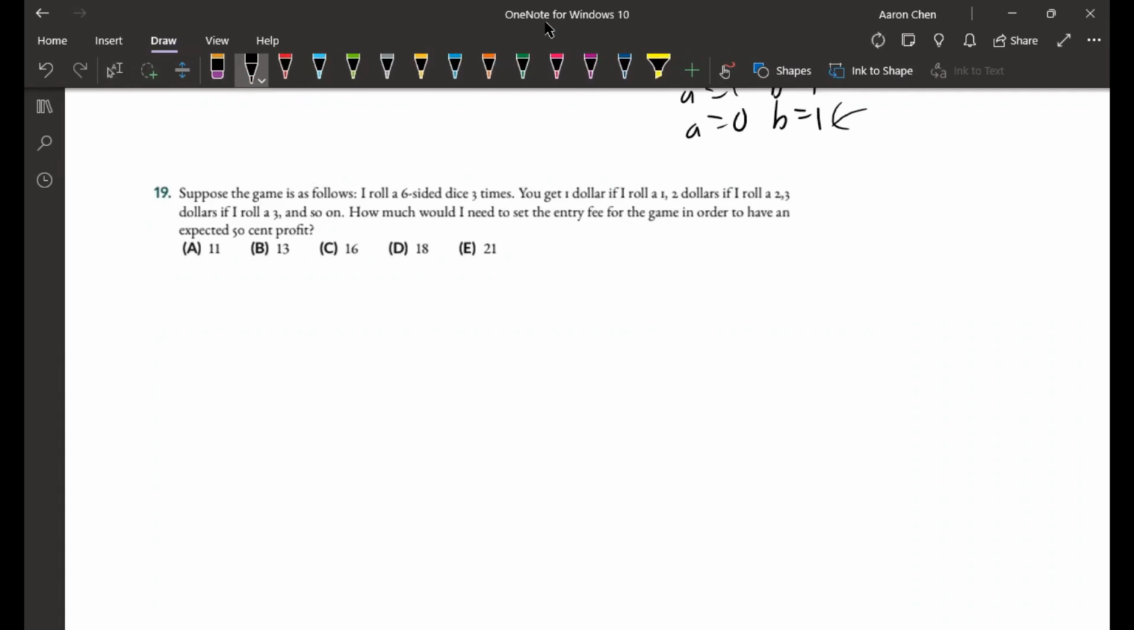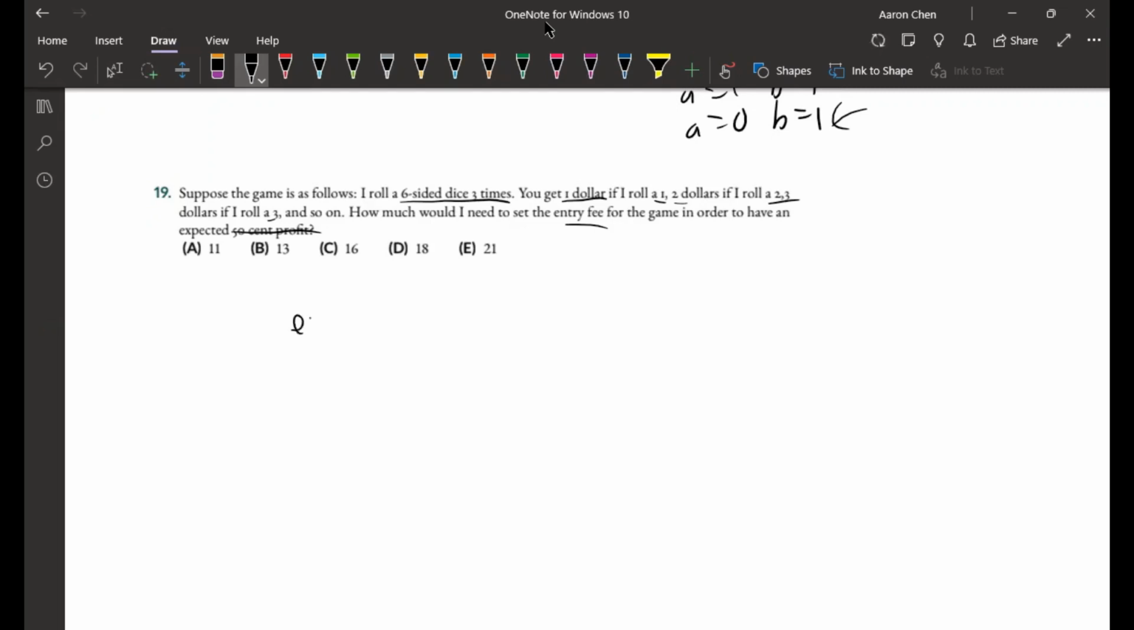So you have a game that's as follows. You're rolling a 6-sided die 3 times, and you get $1 if it's a 1, $2 if it's a 2, $3 if it's a 3, and so on. So basically, you want to find the entry fee such that you have an expected 50 cent profit. So this is testing the concept of expected value.